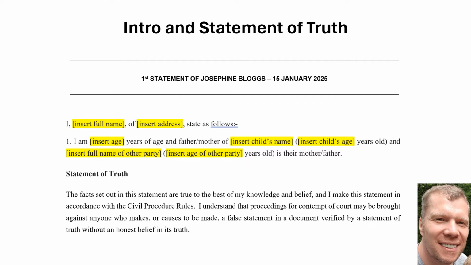Moving on to your intro and the statement of truth. You need to tell the court who you are. So insert your full name in here, insert your address, and then tell them how old you are in years, and that you are the father or the mother of a particular child by putting their name in there, put their age also, and then insert the name of the other party, who might be the applicant or the respondent or the mother or father, whoever you are against in these proceedings. Insert their age and tell the court whether they're the mother or the father.